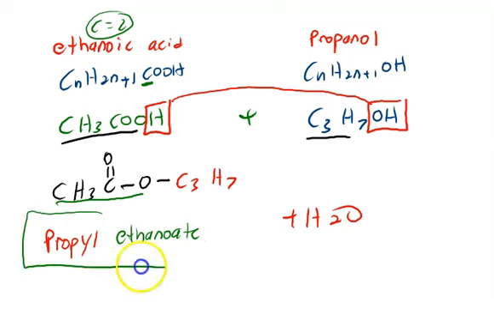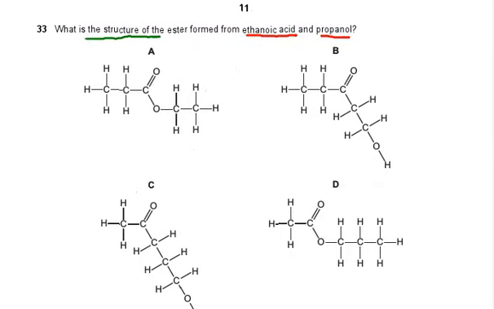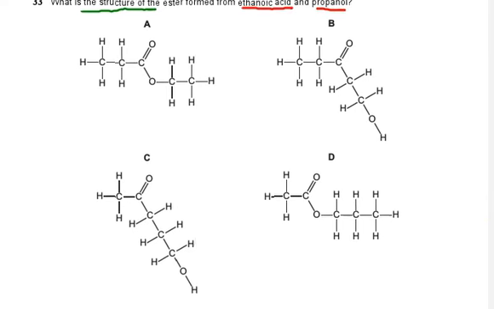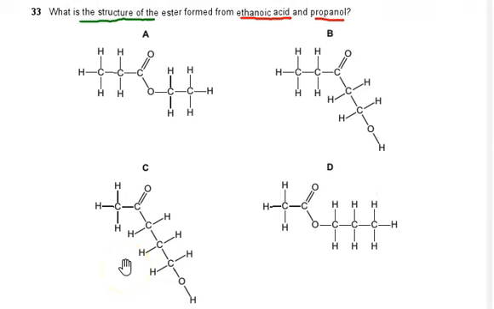So you have the propyl ethanoate. So now we look back at the answer. Propyl ethanoate. So we will have, so this is your best answer, which is a D. D should be the best answer here. C is not, because you have this. Okay, D is your best answer.